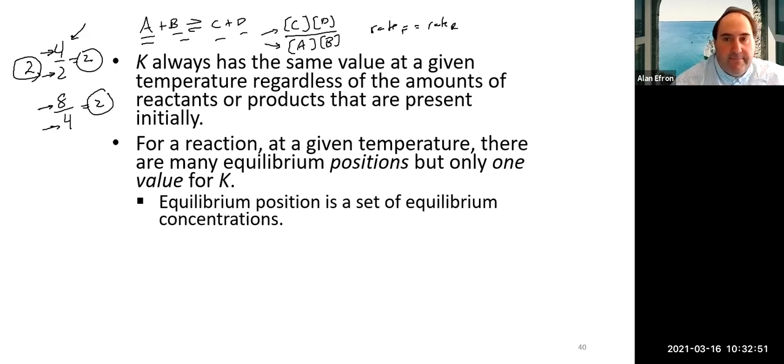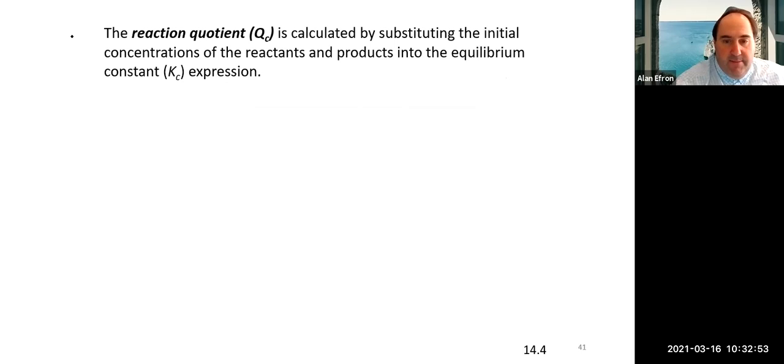Okay. Then let's talk about another letter, actually. It's a little bit different of a letter, and that's actually Q. And Q is what is referred to as the reaction quotient. The reaction quotient is used for a situation where we're not really sure we're at equilibrium, and we could use the value of K to help us determine if we've actually hit equilibrium or not.